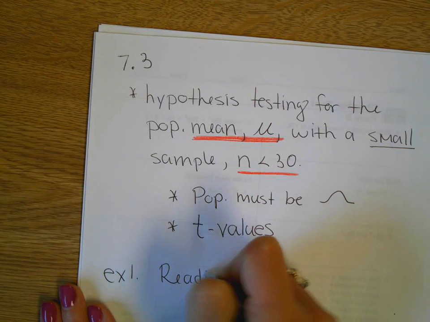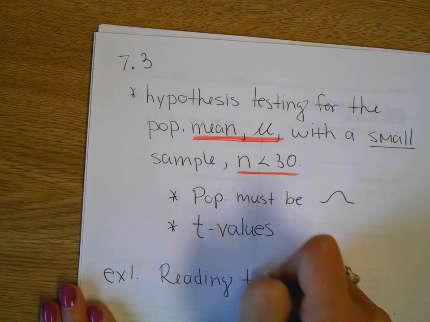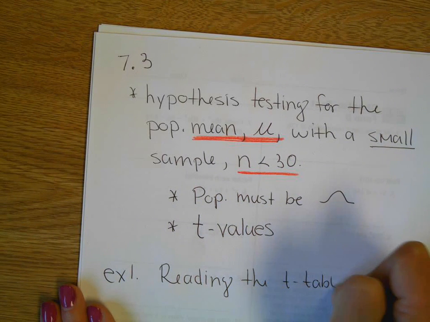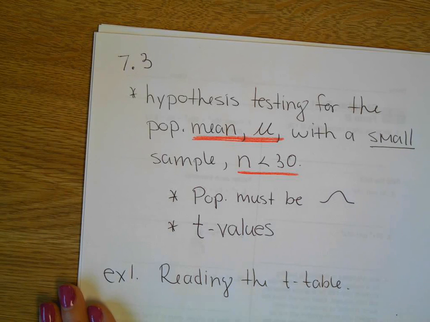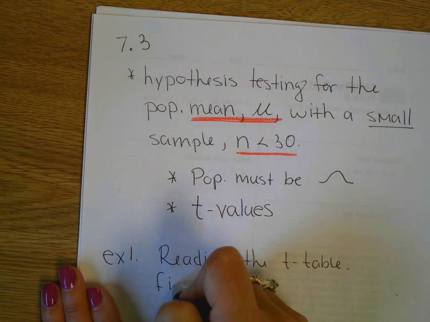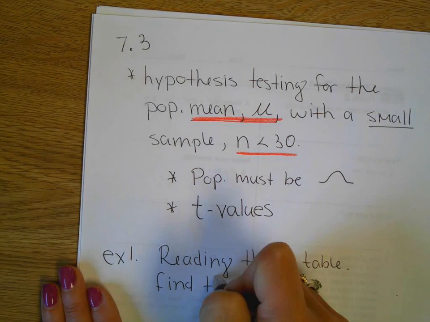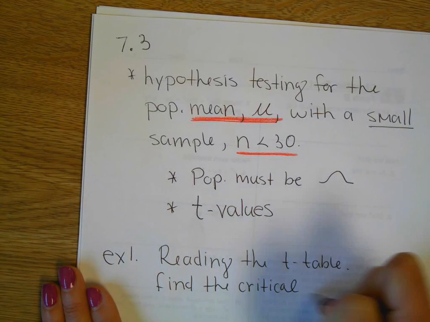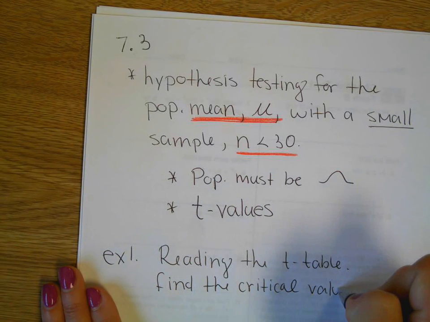Reading the t-table. The directions are going to ask you to find the critical value. That's the vocabulary term that says, oh, which table should I be using for this critical value? It's critical because it separates shaded from unshaded. So find the critical value.